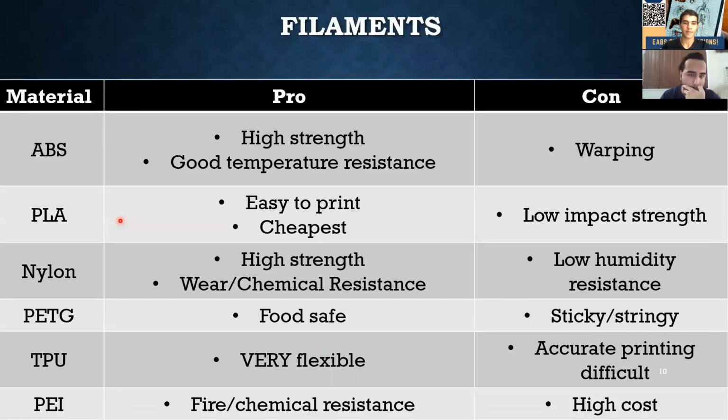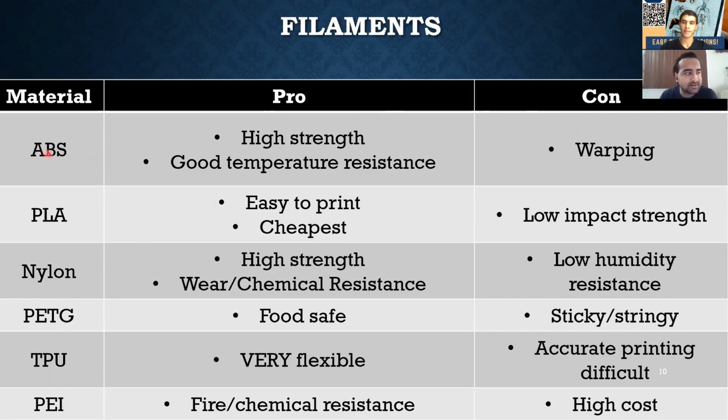Right. So from here on, I'm mainly going to be talking about the most popular type of printing, so FDM printing. So in those cases, you use filaments, and the most popular types of filaments that you're going to be using are listed here. So you have ABS, PLA, nylon, PETG, TPU, and PE. And here are some pros or strengths you might want to consider.